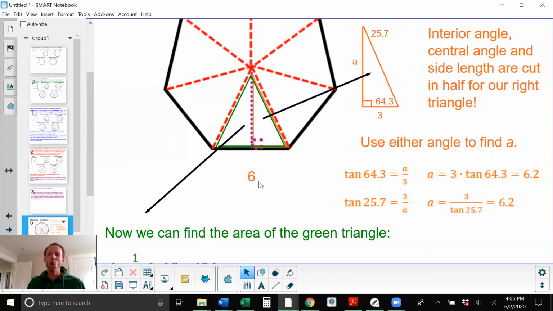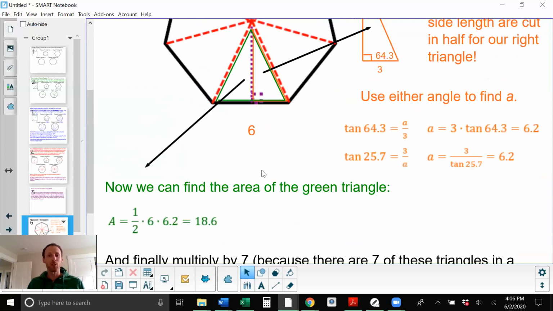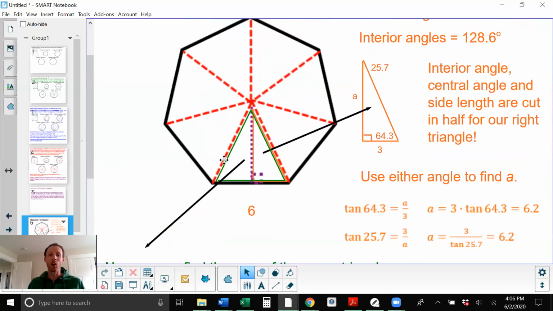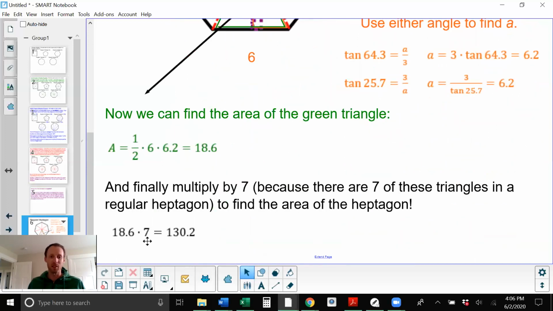All right, the whole point of finding the apothem was so that we could find the area of this green triangle right here. 1/2 times the base of 6 times its height, which is the apothem of the heptagon of 6.2, comes out as 18.6. So that's the area of the green triangle. But remember, we want the area of the heptagon. There are 7 triangles that make up this heptagon, and they are all congruent. So we take the area that we just found, the 18.6, multiply it by 7, and we end up with 130.2.